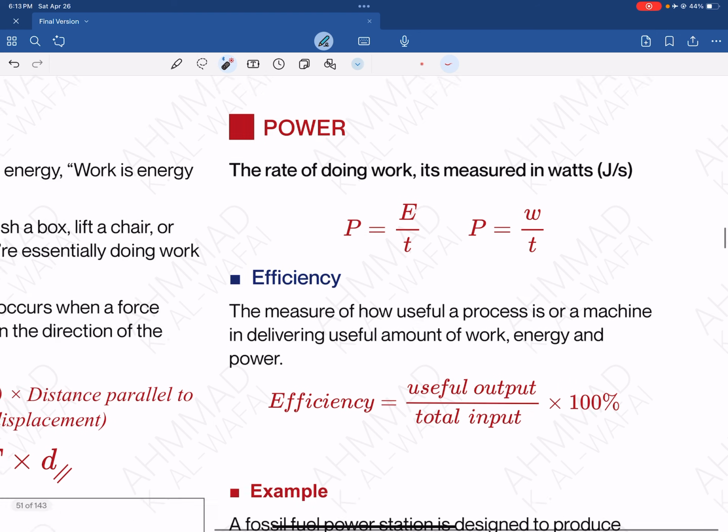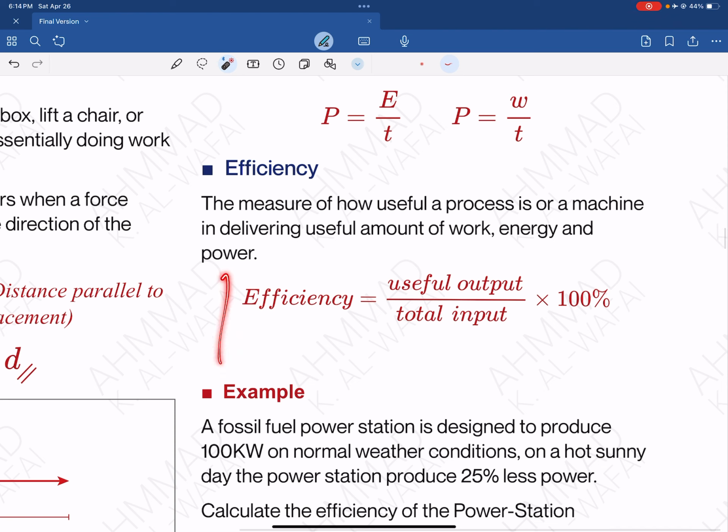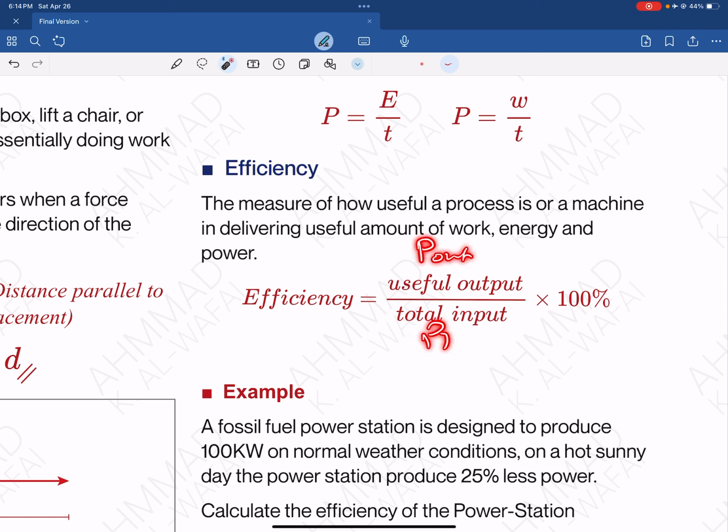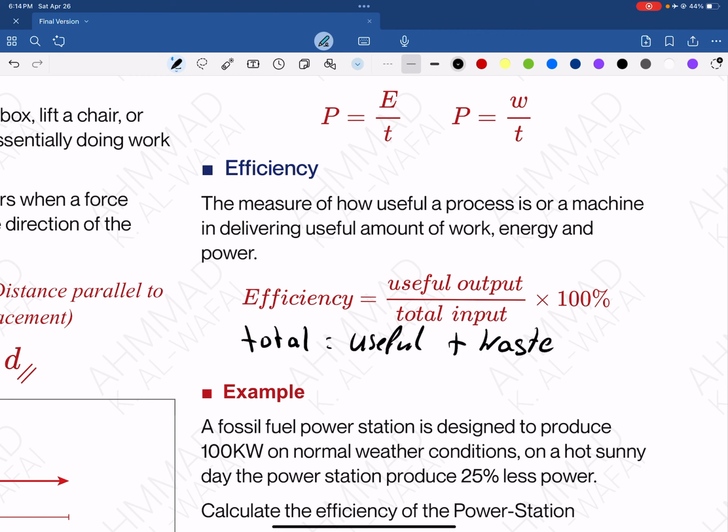Okay. Also, we talk about efficiency. Efficiency is equal to the useful output divided by the total input times 100. That output could be power, P out over P in. That output could be energy as well, E out over E in. You could also write this as E useful over E total, and so on. Now, there's something that you need to know: total is equal to useful plus wasted. That works for power or for energy.